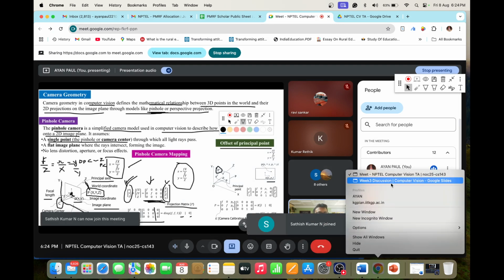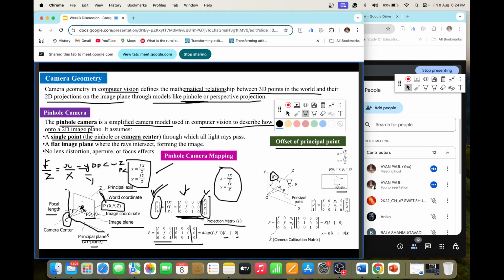Okay, so now how will our equation change? Earlier we were calculating only x and y. Now we will be calculating x dash and y dash, because we have shifted to some offset. What is that offset? That offset is nothing but px comma py, small px comma small py. So earlier our image point was x comma y. Now our image point will be x dash comma y dash.